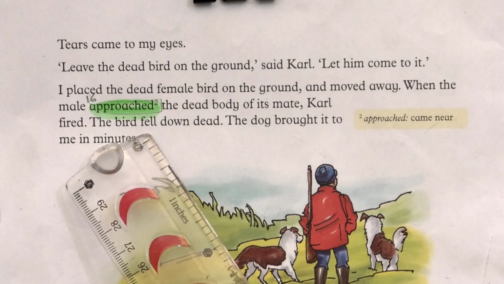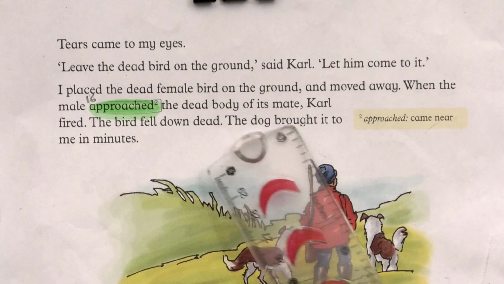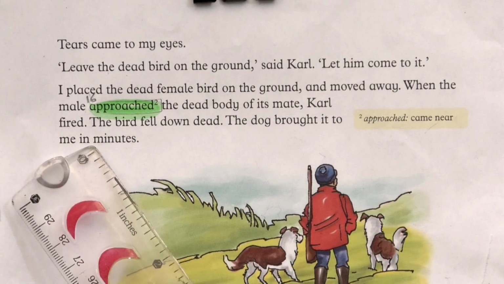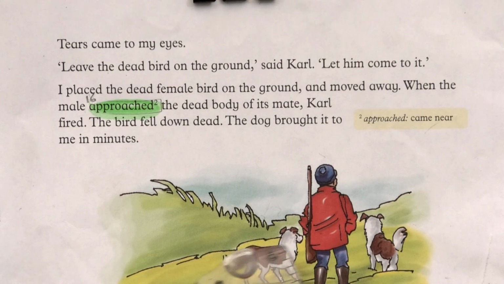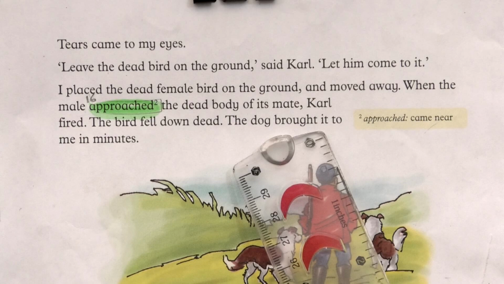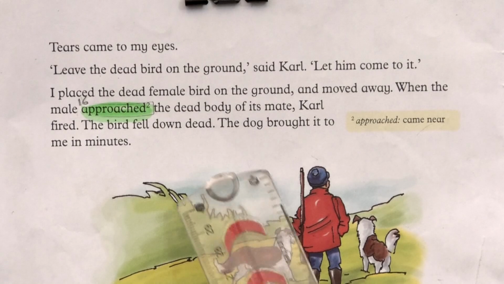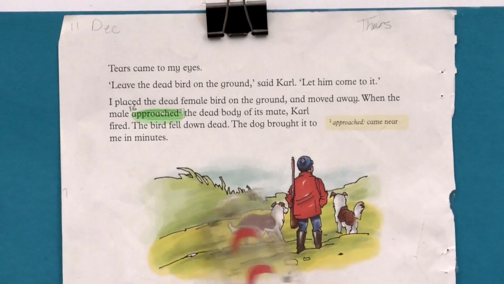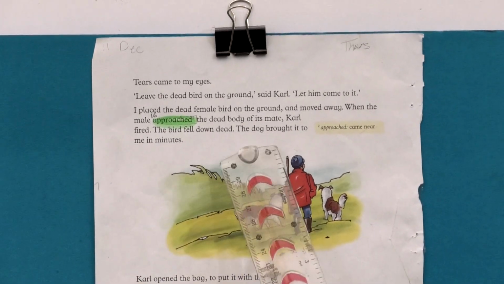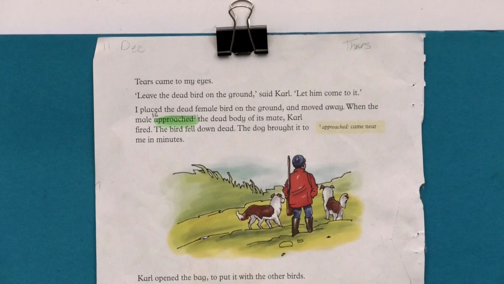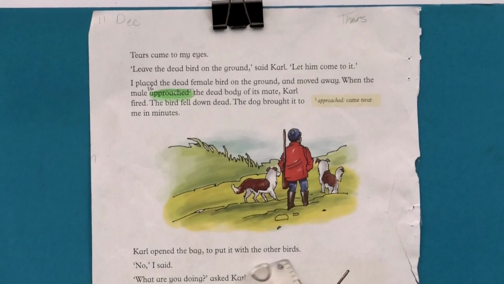Carl fired, the bird fell down dead. The dog brought it to me in minutes. Now we learn that the writer put the dead body and the crying duck flies to its dead mate. Then Carl kills the other mate. Now both of the birds are dead. Carl opens the bag to put it with the other birds.